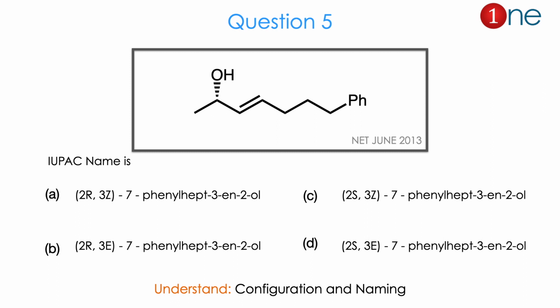Then question number 5, they are asking for the IUPAC name. The compound is a linear compound with alcohol, alkene and phenyl group. They are asking the configuration, whether R or S, as well as the configuration of the alkene, whether E or Z, and the functional group priority. The choices are around the configuration: 2R,3Z or 2R,3E or 2S,3Z or 2S,3E. The remaining is the same, 7-phenylhept-3-en-2-ol. So from the compound and choices, you might realize the question is really about configuration and IUPAC naming. The answer is D. Let us see how.